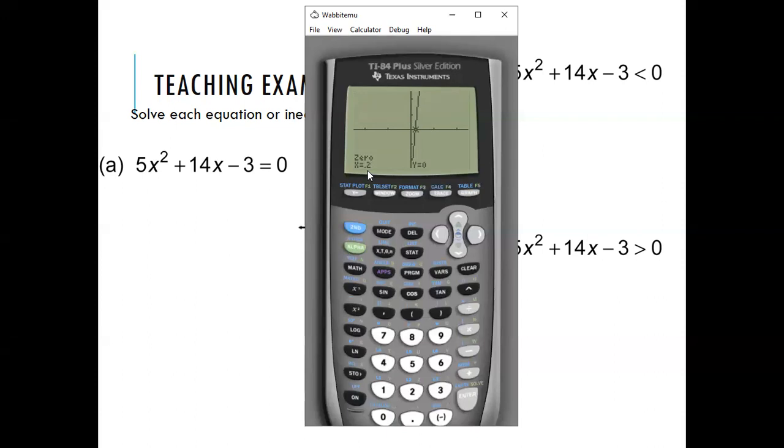This equation, you put equals 0. No, you just put in 5x squared plus 14x minus 3. Okay.